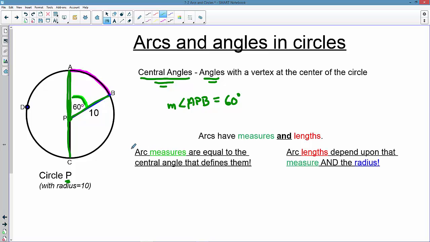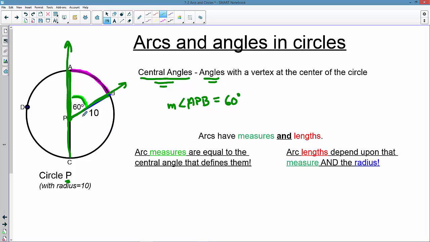And here it is. Here's the really important thing here. Arc measures are equal to the central angle that defines them, okay? So this purple arc is really defined by the angle. In other words, if you take the rays of the angle, every angle is made up of two rays. Those rays kind of pierce the circle and break off this arc, okay?